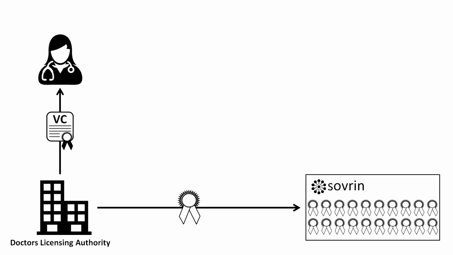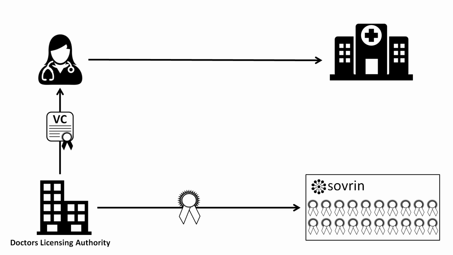So we don't write hashes to Sovereign. We write proofs to Sovereign, which are different. And so now, in a very privacy-respecting way, this doctor can go to a hospital and say, hey, guess what, hospital, I'm a doctor. Here's a subset of my verifiable claim that she can now present to the hospital. The hospital can now go check against the Sovereign ledger and verify that there's a proof there.